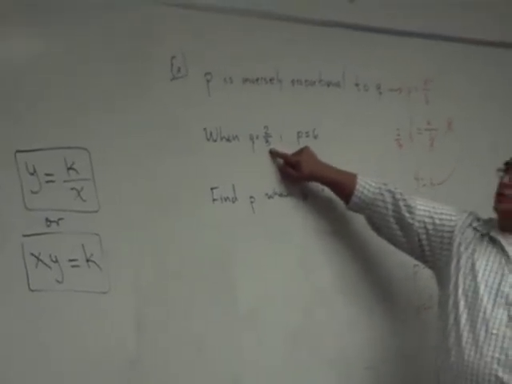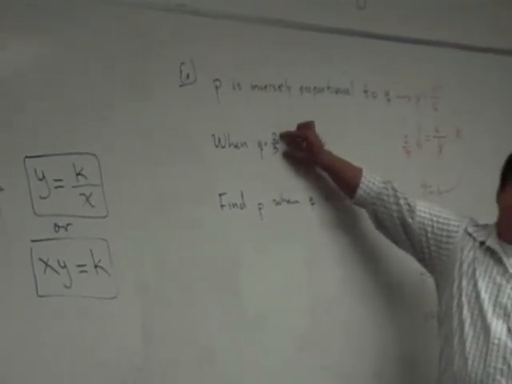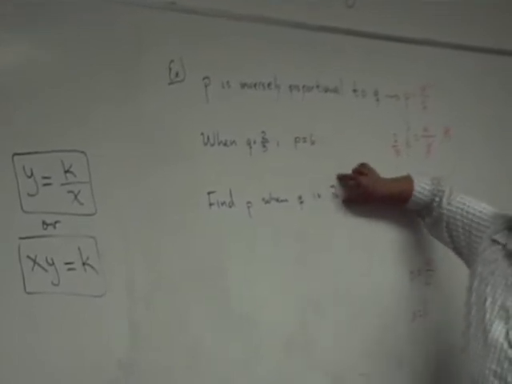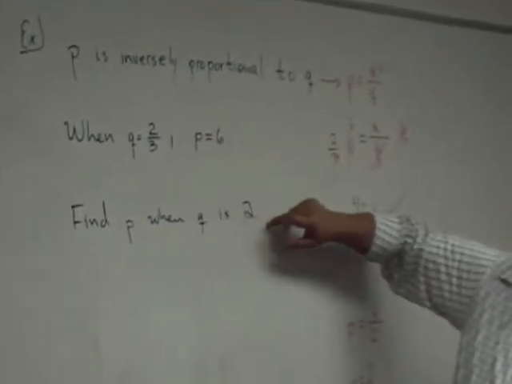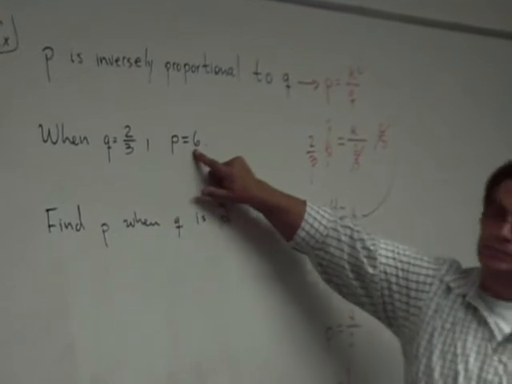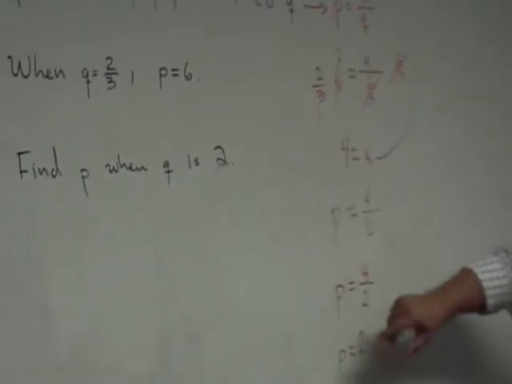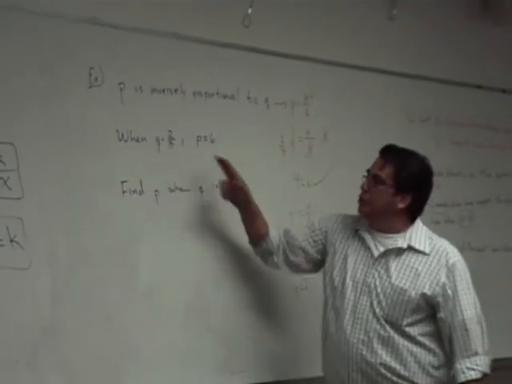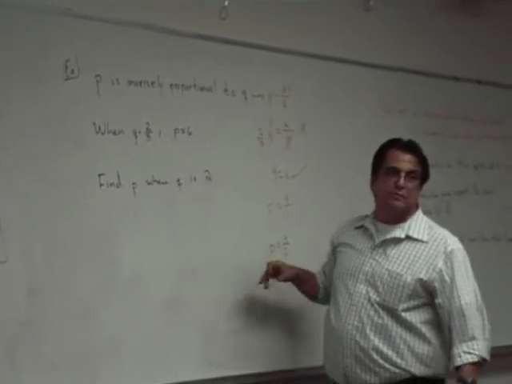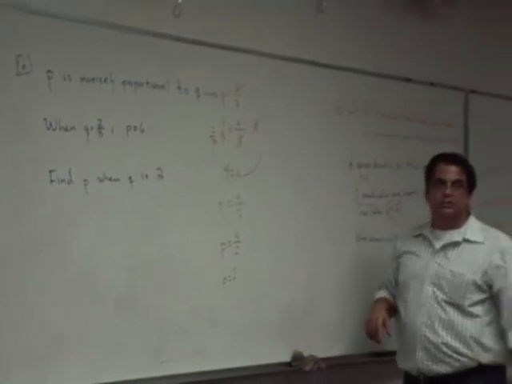So notice here, what happened to Q? Did Q get larger or smaller? It went from 2/3 to 2. It got larger. What happened to P? It went from 6 to 2. It got smaller. So we expected as Q grows, P is going to decrease because they're inversely proportional to each other.